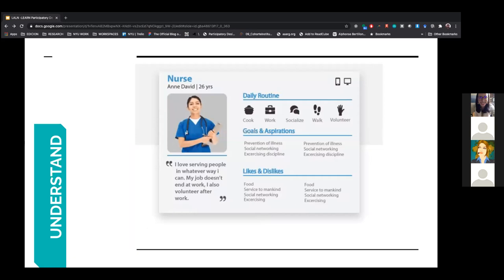So this is an example of another persona. This is a UX persona. It's more pared down. But as you see, it has some of the essential information that can help us understand this user.